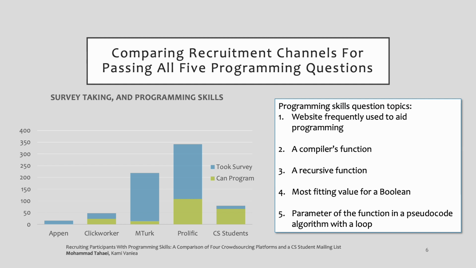As you can see, Appen resulted in 0 participants who passed all these questions. Clickworker and Amazon Mechanical Turk resulted in few participants, which means that they do not seem to be a suitable recruitment channel for recruiting this type of participants. Prolific, however, resulted in a good number of participants. It also enabled us to screen participants without running a survey, making it much easier to screen participants. Computer science students are the most likely to get all the programming questions correct, so they are also a good channel for recruiting participants with programming skills.